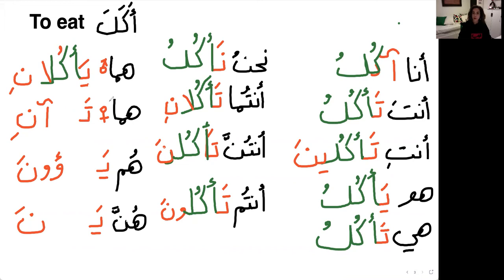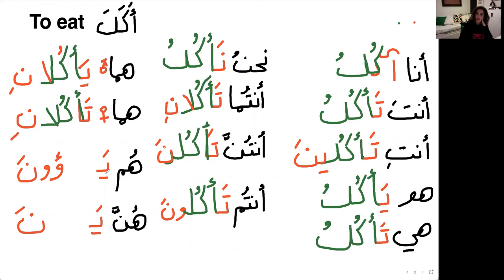Then huma, feminine. Oh, sloppy. تأكلان. So this should be ألف not مدة. تأكلان. This should be red actually. هما تأكلان.